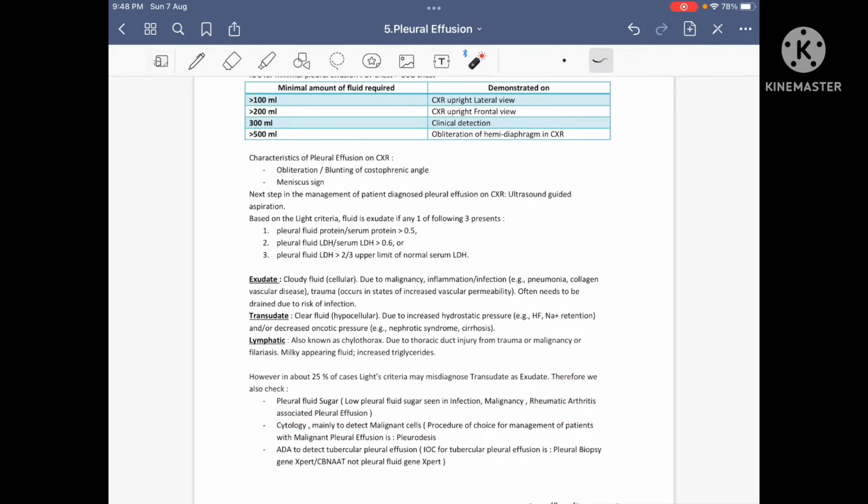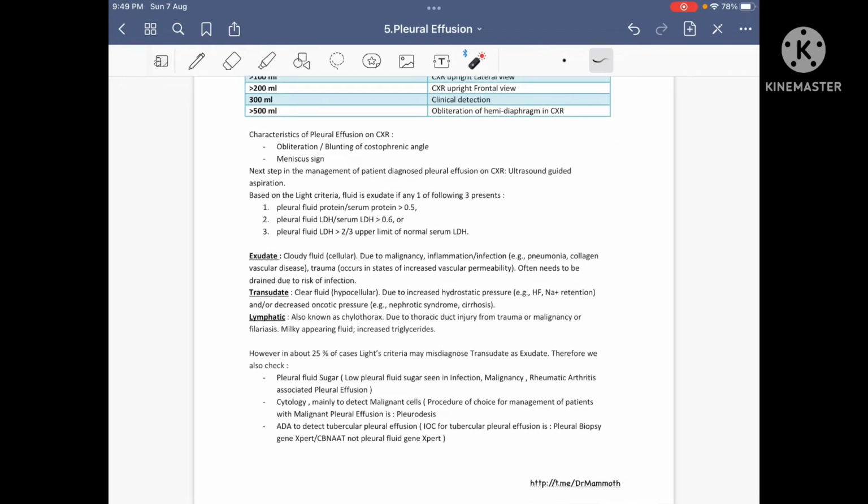Procedure of choice for management of a patient with pleural effusion is pleurodesis. After aspiration of the fluid, pleurodesis is done to stop the recollection of the pleural fluid. ADA is done to detect tubercular pleural effusion.